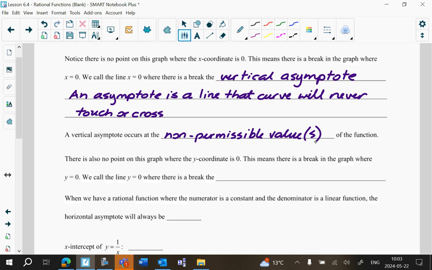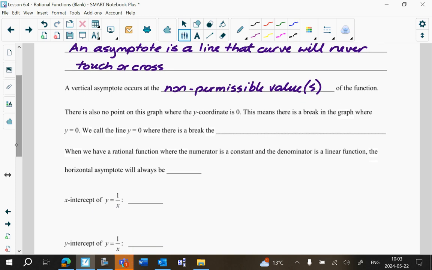There's also no point on the graph where the y-coordinate is 0. You cannot, in 1 over x, plug in some number x so that 1 divided by x will give you 0. You can never get 0 as an answer. Okay? Therefore, there's another break in the graph, a horizontal break that we saw on the x-axis. And what's the equation of the x-axis? Y equals 0. That's also an asymptote, but because it's horizontal, why don't we just go ahead and call it the horizontal asymptote?